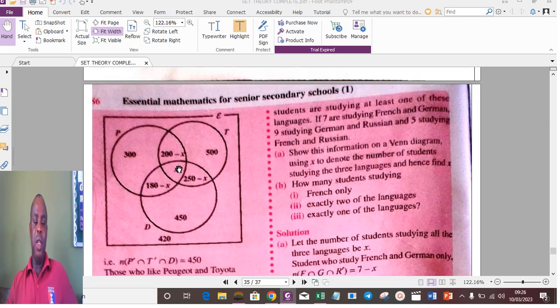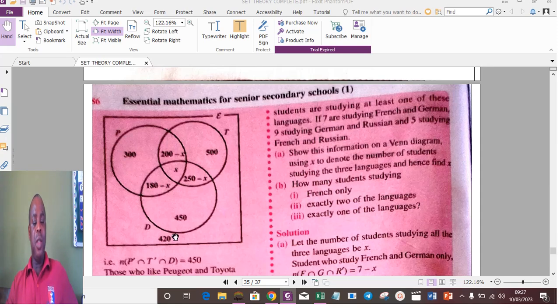So look at this place here. These are the people who love all the 3 cars. S, we are not given. 300 love Peugeot only, we write 300 here. 500 love Toyota only, we write 500 here. And 450 love Datsun only, we have 450 here. This 420, none of them loves all the 3 cars right here. Now look at this. Since we have this one, and the question gives us that 200 love Peugeot and Toyota, since S love everything, 200 loves Peugeot and Toyota will be 200 minus S. You get that? Now look at this again. We are here now.